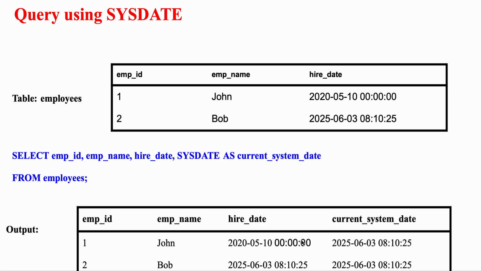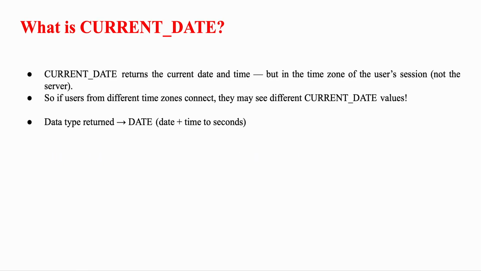Here's what the output looks like. For John, we see his original hire date and then the current system date. For Bob, same thing. And since we ran the query today, the current system date is the same across both rows. This is really useful if you want to compare dates, calculate employee tenure, or just display the current date alongside your data. Now, let's talk about CURRENT_DATE.